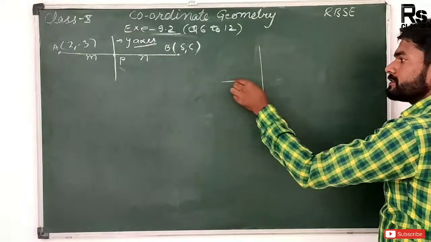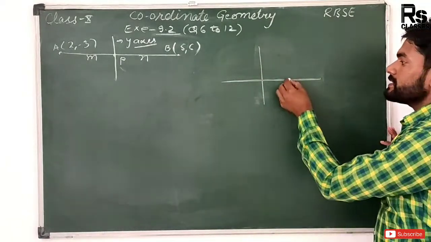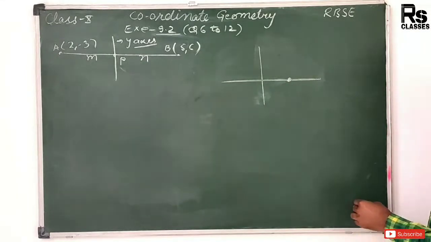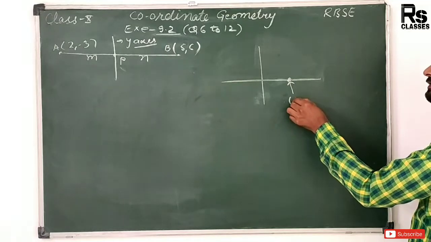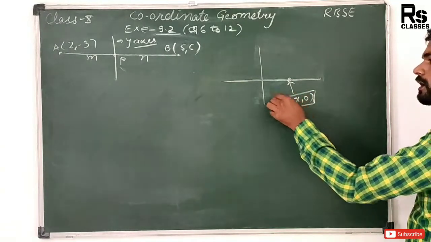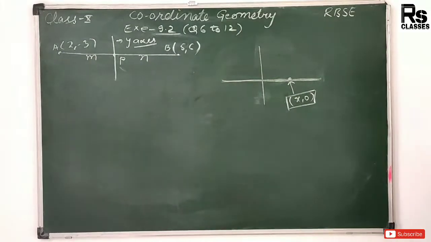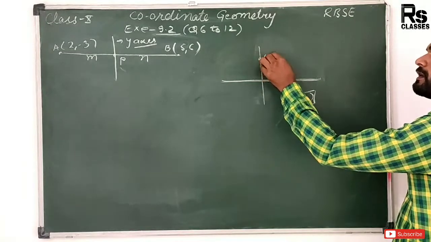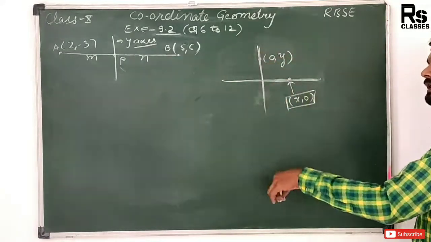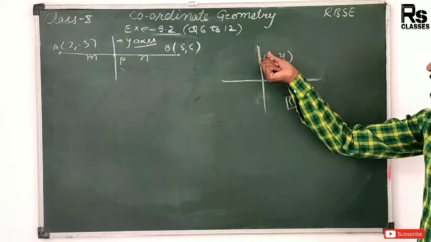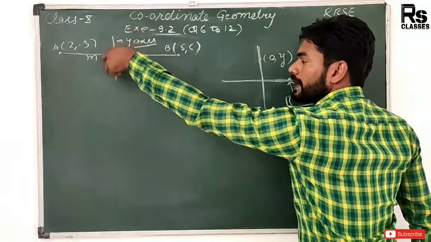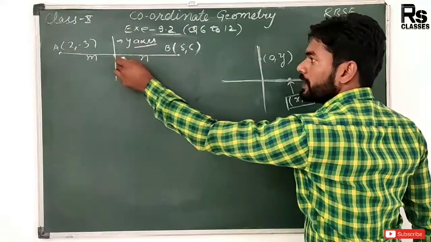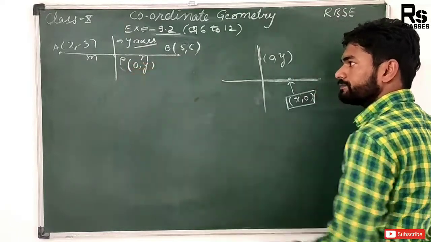According to the Cartesian system, if a point lies on the x-axis, then the coordinates of this point will be x, 0, because on the x-axis y is always 0. And if a point lies on the y-axis, then the coordinates of this point will be 0, y, because on the y-axis the value of x is always 0. So this point P lies on the y-axis, and its coordinates will be 0, y.